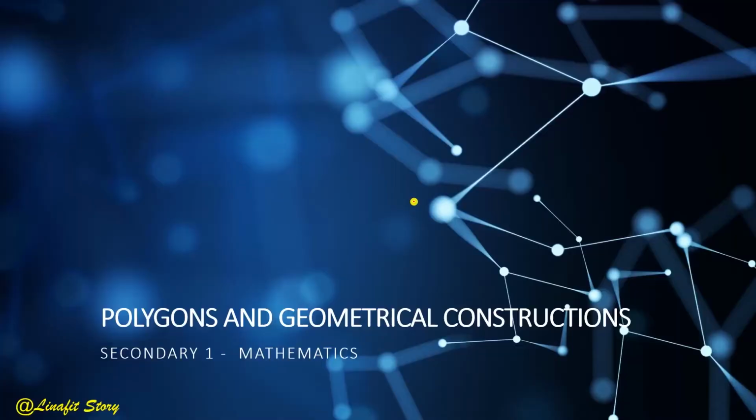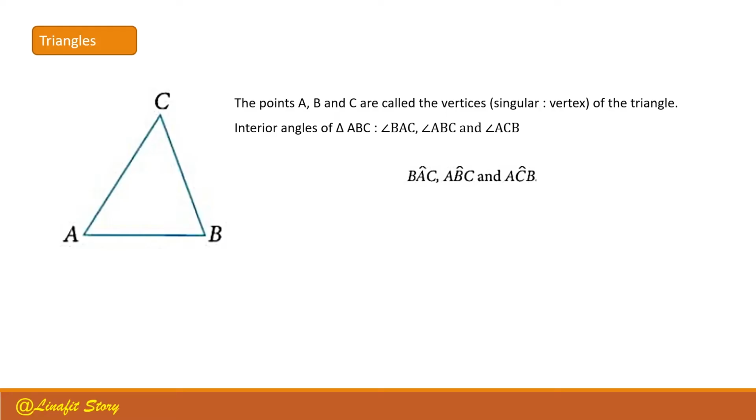In this video, we will learn about polygons and geometrical constructions. A triangle has 3 sides and 3 angles. The 3 angles always add up to 180 degrees.